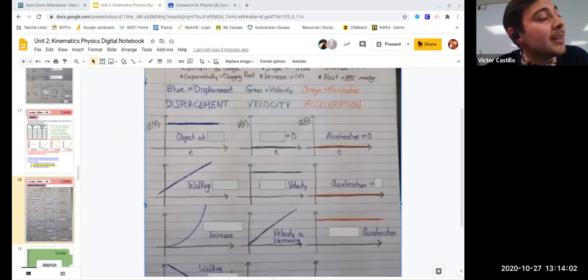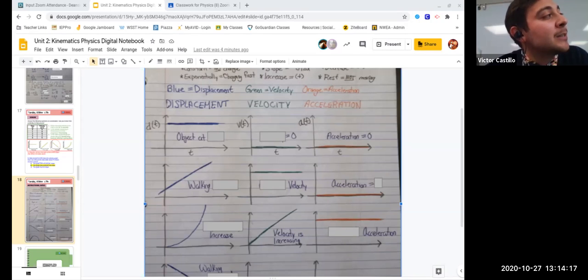Very quickly, displacement. Let's start with a quick example. Look at displacement. The reason I know this is a displacement graph is because it has the d of t, and t on the x-axis. The x-axis has time, and the y-axis has d, which is displacement.